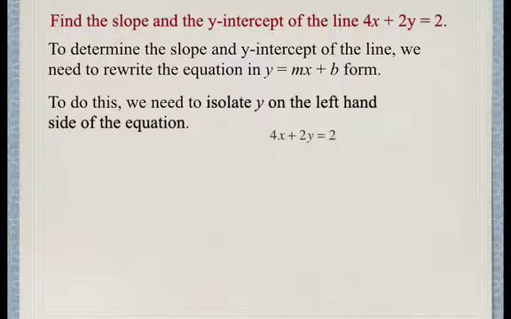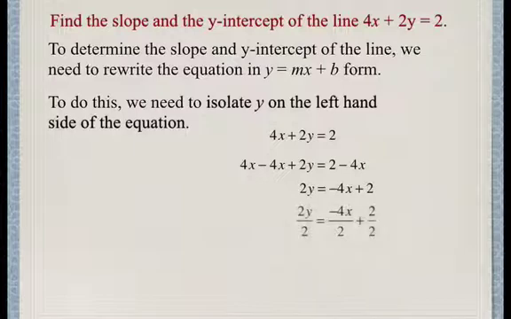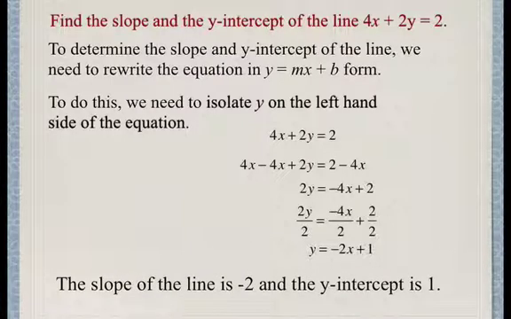First thing we're going to do is subtract 4x from both sides. And then 4x take away 4x is 0, and we can rewrite this as 2y equals negative 4x plus 2. And watch your sign because the 4x is negative and the 2 is positive. Now what we're going to do next is divide everything by 2, and we get y equals negative 2x plus 1. So the slope of the line is negative 2 and the y-intercept is 1.